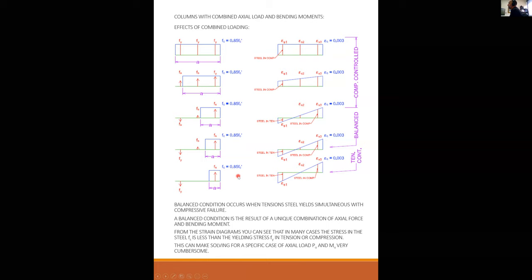So we don't do that. I've written templates and algorithms that will do that, but they're far more complex than what we're going to do in this class. Basically, it's very difficult to derive an exact strain diagram, an exact stress diagram to correspond to an exact MU and PU. It can be done. It's just beyond the scope of this class. It's very cumbersome.